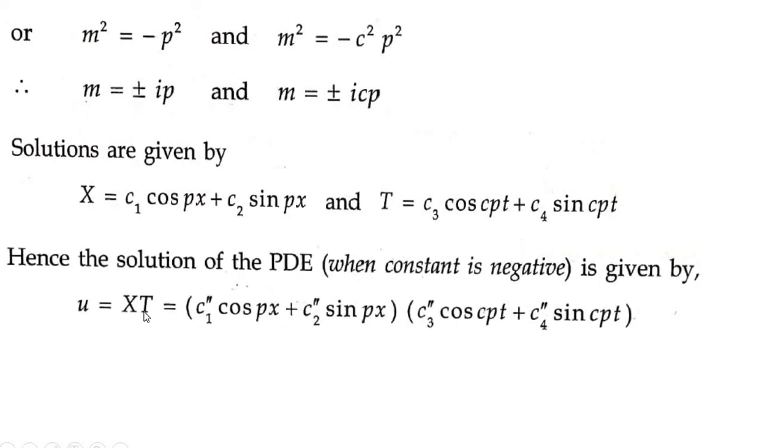Hence the general solution of the partial differential equation when the constant is negative is given by u equal to X into T. So what I have done while writing the solution of the partial differential equation is replace C1, C2, C3, C4 by C1 double dash, C2 double dash, C3 double dash, C4 double dash. Write the final solution of the partial differential equation. Okay, so this is the solution of the wave equation.